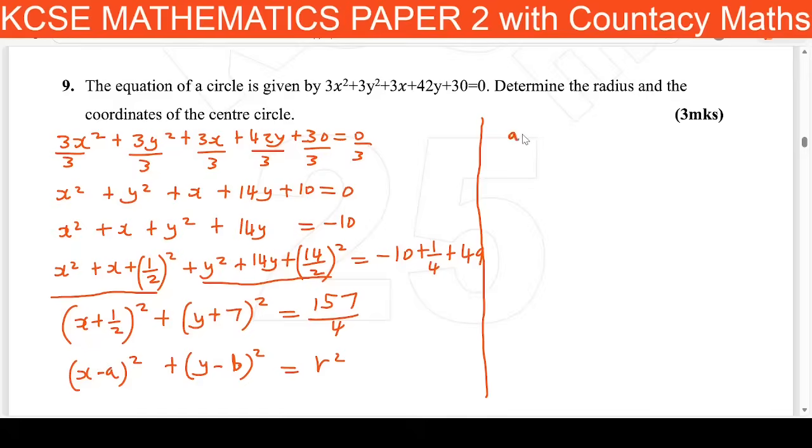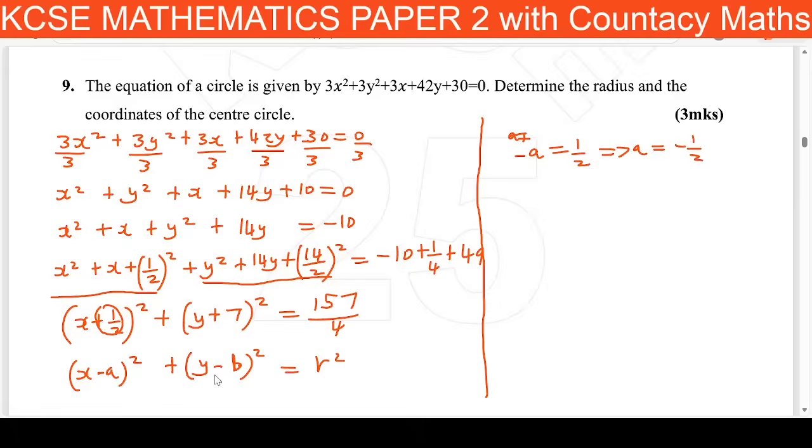Therefore, say that a is equivalent to what? This part that is here. The way it is, that is a plus a half. You see, this one is negative a. Therefore, negative a is equivalent to a half. Then that would imply that a is equivalent to negative a half. This is very important.